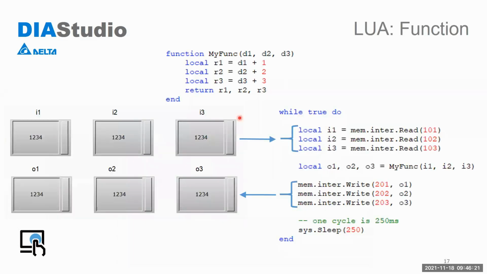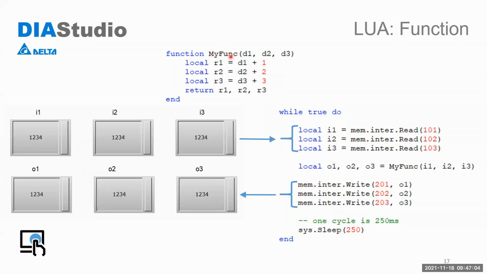How does it work? In this case, we will have this example. We have these three numerical entries, and this program in Lua is going to show in these output numerical entries, for O1, the value you have in I1 plus 1. O2 will be the value you have in I2 plus 2. And O3 will show the value you put in I3 plus 3. That's very simple. In order to do that, we will use this function that we will call myfunc.